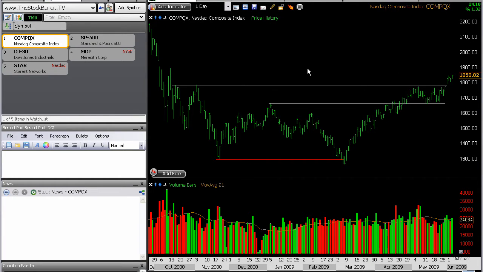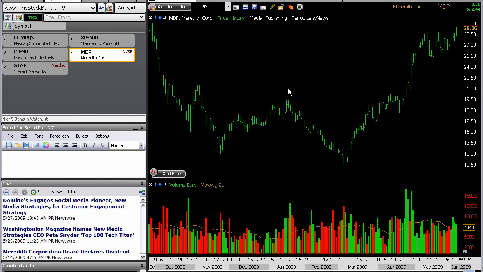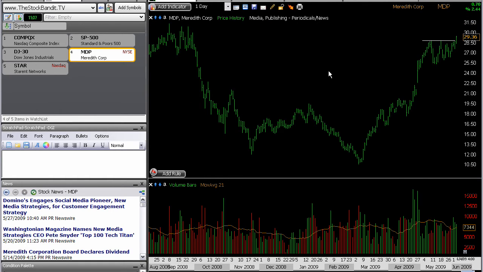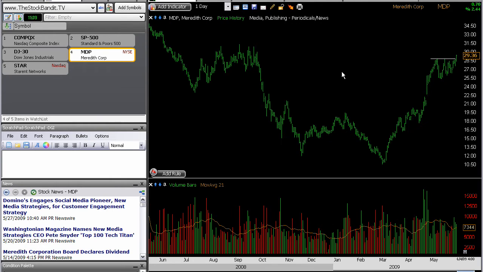So, sometimes in individual stocks or the indices, like we see here in the NASDAQ, there is some well-defined resistance. And so that's an area that is probably going to be a logical spot to lighten up if you're long. However, sometimes you take a look at an individual stock and there's not such well-defined resistance for a little ways. And so let's take a look at a stock here, MDP.